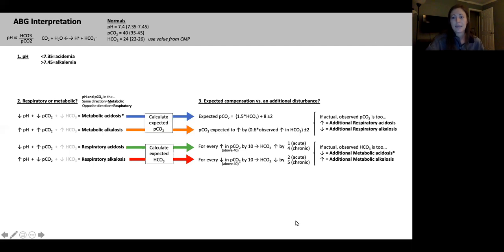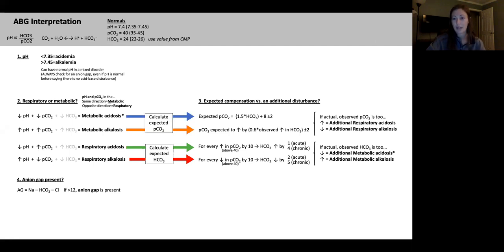And then the next step, you always want to calculate an anion gap, which is sodium minus bicarb minus chloride. If it's greater than 12, there's a gap present. As a side note, you can have a normal pH if it's a mixed acid-base disorder, and the anion gap can be the thing that tips you off to that. So even if the pH is completely normal, you always still want to run an anion gap.